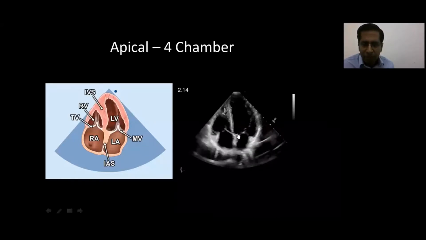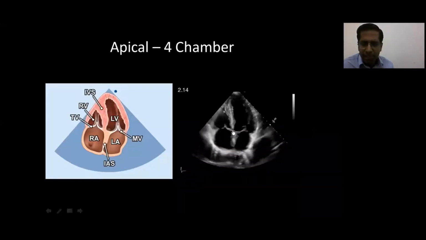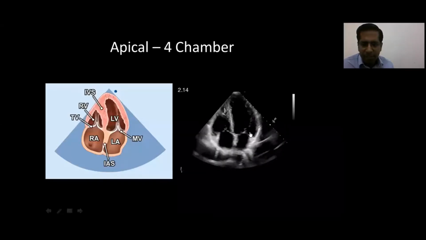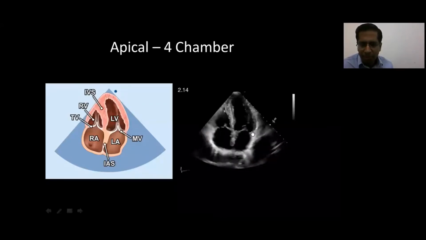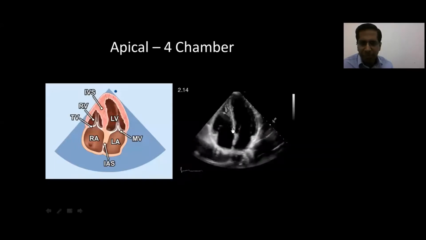The other thing to also note is that the left ventricle should be a nice bullet-shaped cavity like this without any foreshortening. I'll just show some images of that. And the structures that we see here would be the left ventricle, the left atrium, the anterior mitral leaflet, the posterior mitral leaflet. This would be the anterolateral wall. This would be the inferior septum.